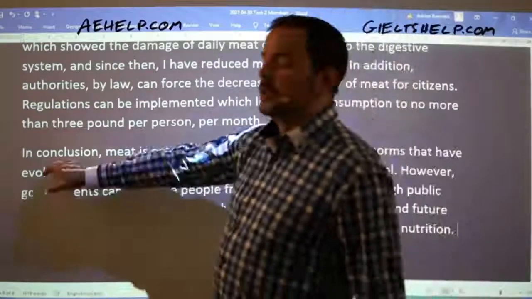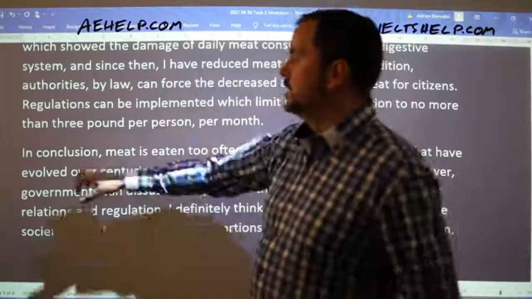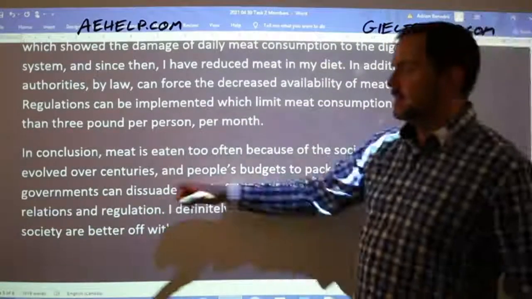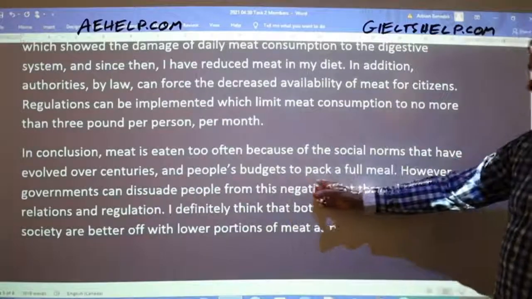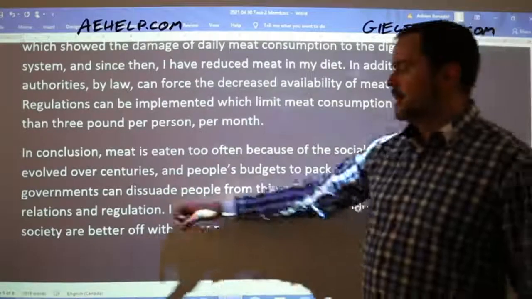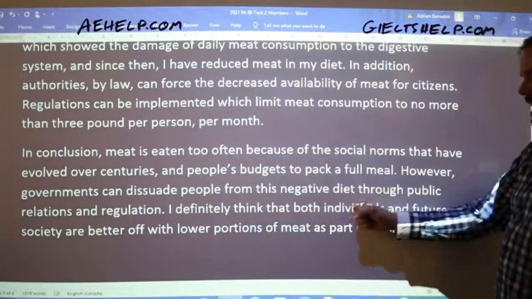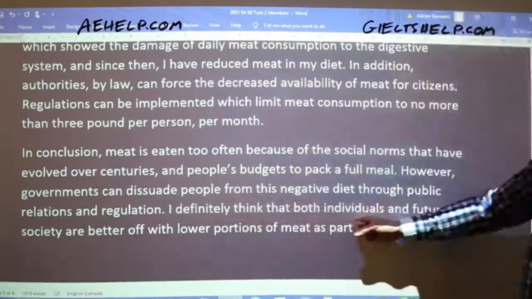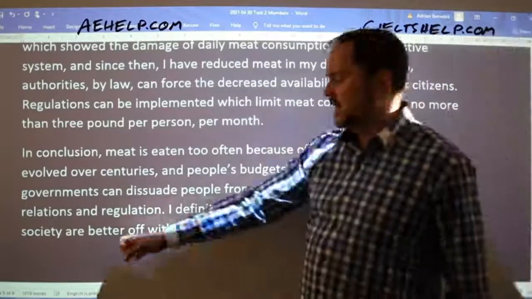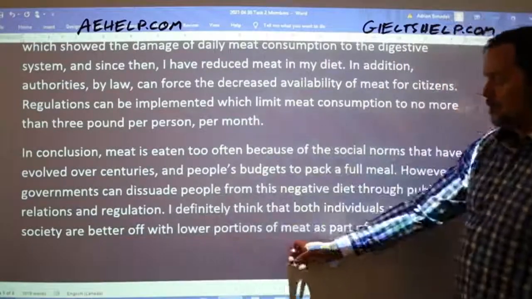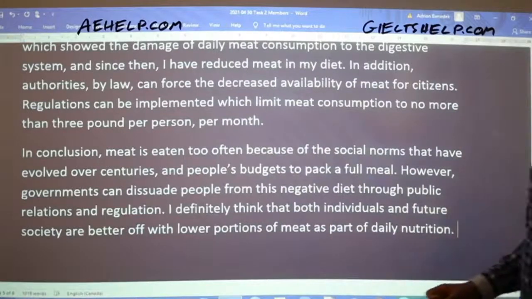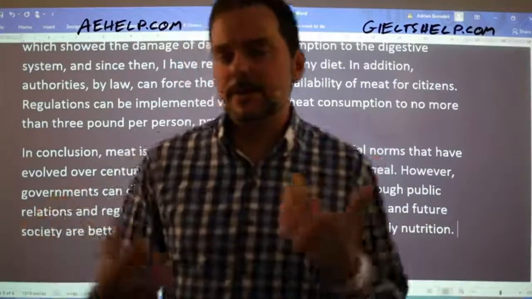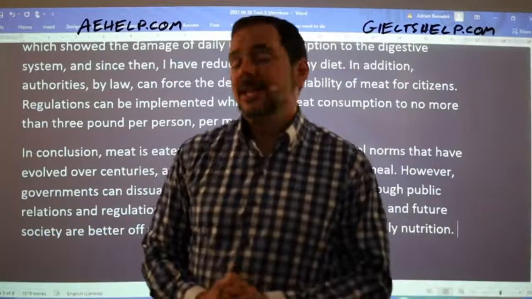Just a nice quick conclusion covering those 3 points that I mentioned. In conclusion, meat is eaten too often because of the social norms that have evolved over centuries and people's budgets to pack a full meal. However, governments can dissuade people from this negative diet through public relations and regulation. I definitely think that both individuals and future society are better off with lower portions of meat as part of daily nutrition. Okay? All right. So that sums it up, gives a take-home message to the reader, and that's my essay.